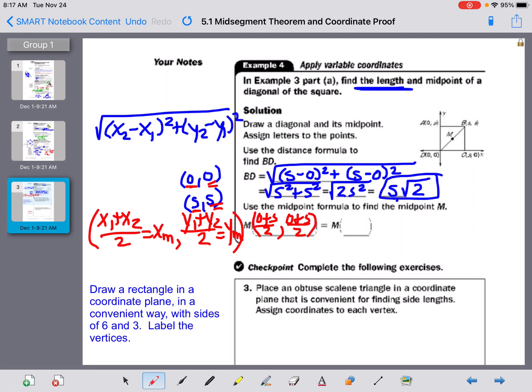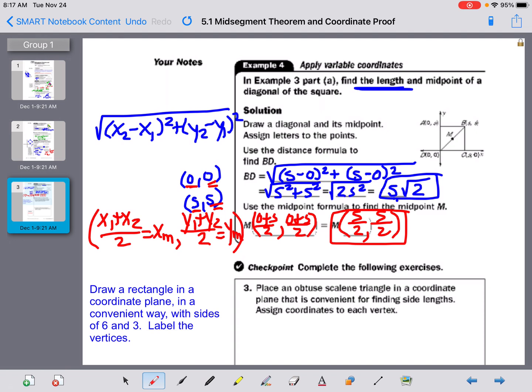Well, what's 0 plus s? S. Divided by 2 is just s over 2. What's 0 plus s again? S. Divided by 2 is s over 2. So I get this ordered pair of (s over 2, s over 2), okay? Again, it seems silly. Why do I care that I have s over 2 and s over 2? Go back to my example. What if the side lengths were 10? Then I'd put 10 in that s spot. 10 divided by 2 is 5. 10 divided by 2 is 5. (5, 5) would be my midpoint, okay?